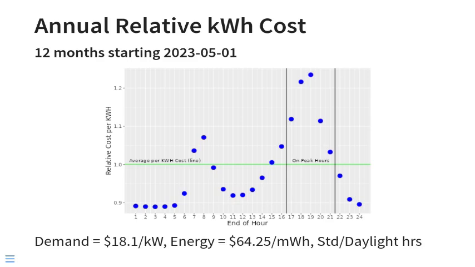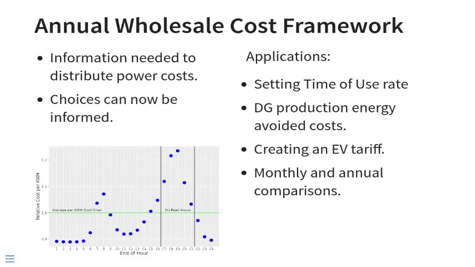And so let me just explain this a moment. The green line corresponds to the average cost across the entire year. In the hours that are above the green line, the cost is more than average. In the hours where the blue dots are below the green line, the cost is less than average. And so you can see here that the cost range is from 90% in the early morning hours to about 122% in the peak demand hours in the late afternoon, early evening. So this is what I'm calling the annual wholesale cost framework.